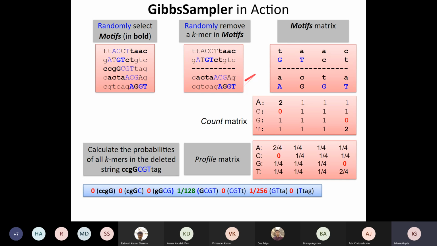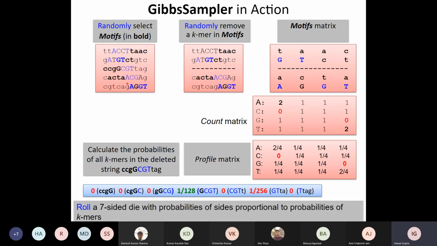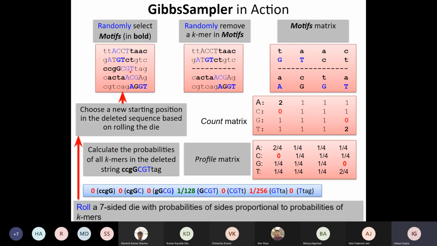And I'm again going to repeat this step. I'm going to say, okay, this was my new k-mer. So in this case, they rolled the die and the k-mer that they found was GCGT. And then they say that this is the updated one.